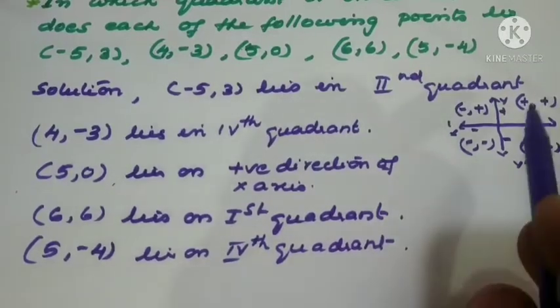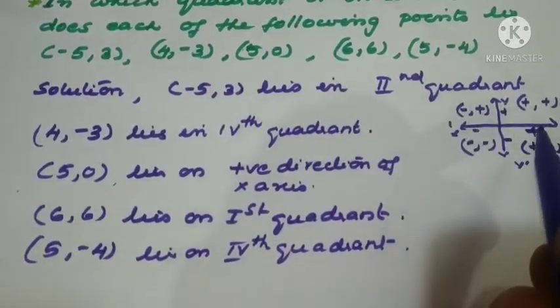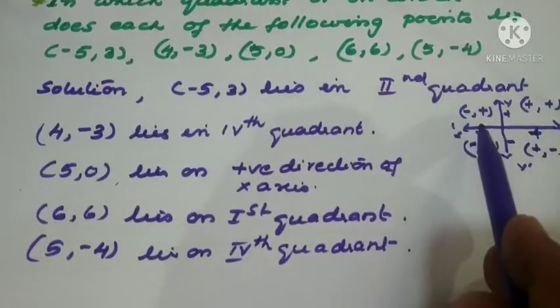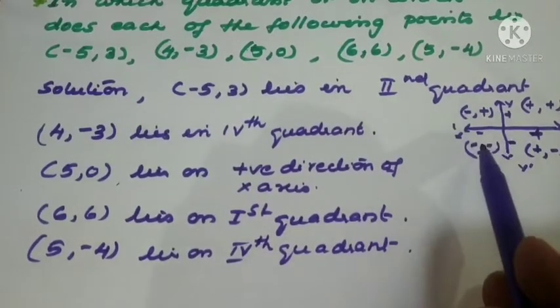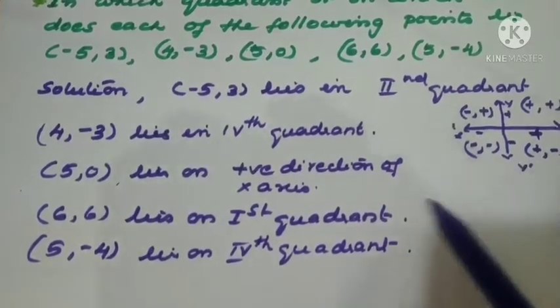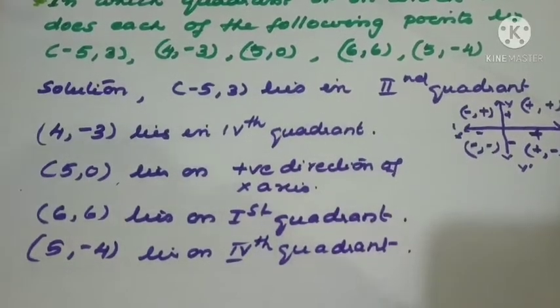So I just want to tell that the plane is divided into 4 quadrants. The first quadrant has both positive signs, the second quadrant minus and plus, the third quadrant both negative, and the fourth quadrant positive comma negative. If you have this idea, you can answer this type of question easily.